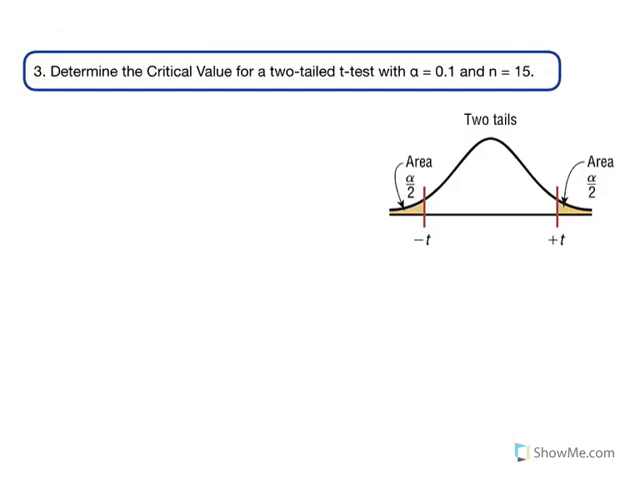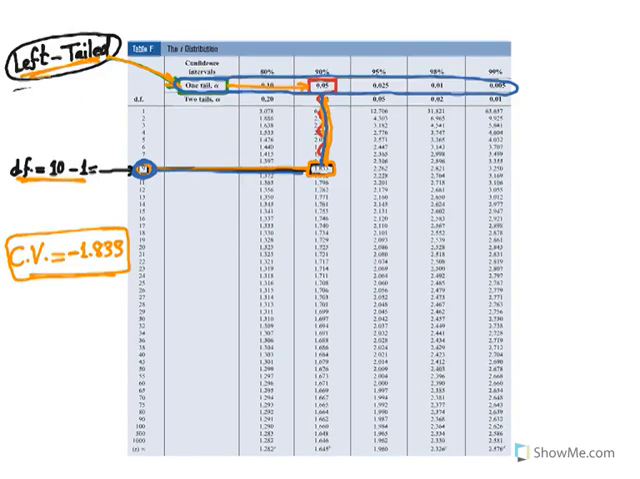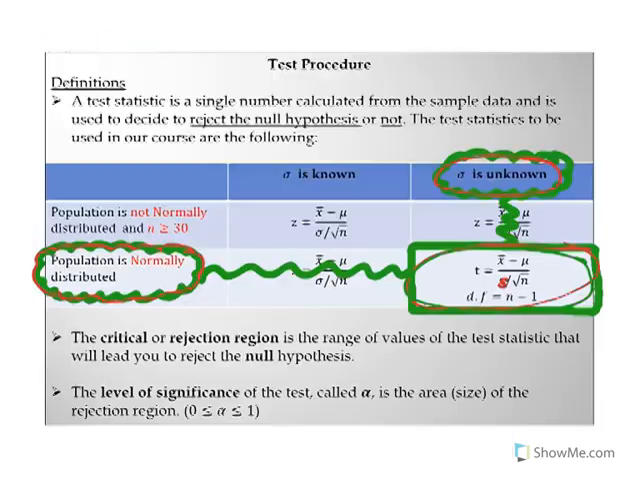Okay? Now I will go to the last one, which is where we have a two-tailed t-test. They gave us alpha 0.1 and n is 15. You know that the degrees of freedom is 15 minus 1, which is 14. So I go to the t-table and find degrees of freedom 14 and alpha equals 0.1, and it's a two-tailed test. So let's go and find the critical values in this case, because there will be two critical values.